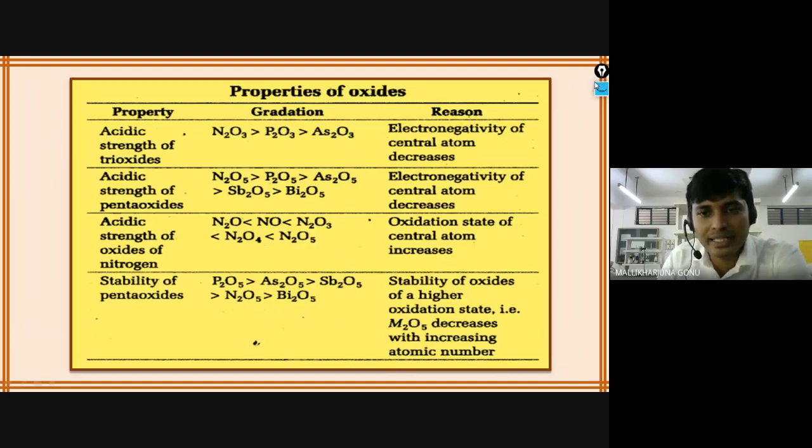As a summary, you can see here all the points I have discussed: the properties of oxides, the properties of the hydrides we have seen. Acidic strength of trioxides, acidic strength of the pentoxides. Again, the oxidation state also matters. So the electronegativity of the central atom, what is happening here? They're decreasing. In this case, electronegativity is the same. This is for the trioxides, this is for the pentoxides, and the acidic strength of the oxides of nitrogen. If the same elements are present in the molecule, that's how it is. All these things, you should say, it is a summary. That's whatever we have discussed.